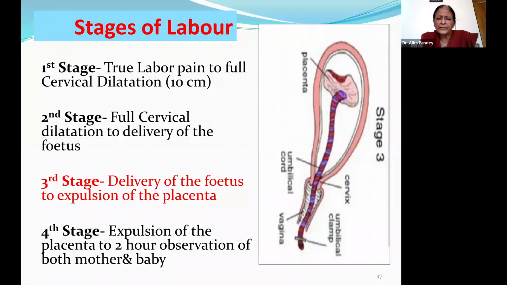So we all know that the first stage is true labor pain to full cervical dilatation. Second stage is full cervical dilatation to delivery of the fetus. Third stage is delivery of the fetus to expulsion of the placenta. And the fourth stage is expulsion of the placenta to 2-hour observation of both mother and the baby. Okay. So next slide.